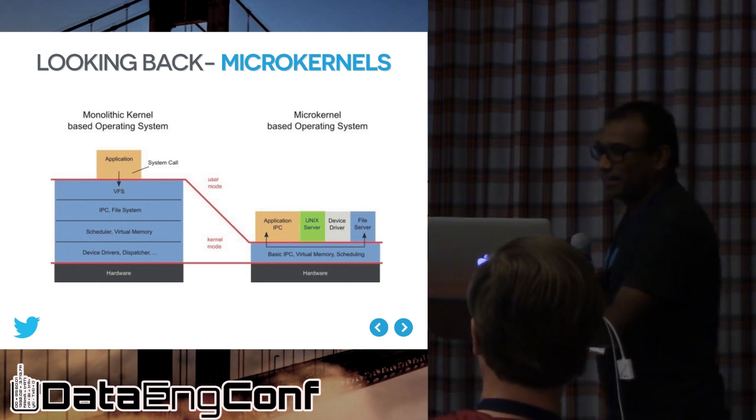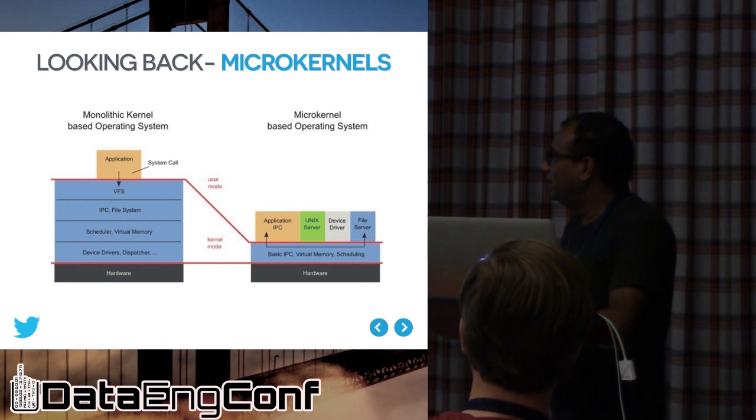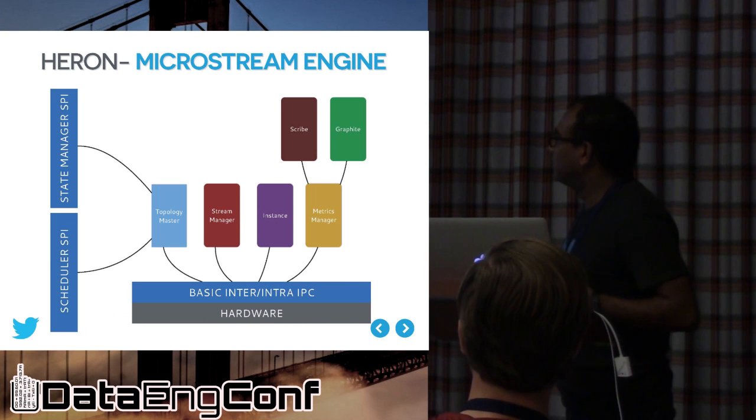Initially the contention was that kernels are so monolithic that it's very difficult to debug and so on. So they said, why do we have to have all of it in the entire kernel as a monolith? Instead, keep the basic things we need, and the rest can be modularized, plug-and-play components that you write on top of the basic components. That's how the idea of microkernels was born. So we borrowed the same idea with Heron, and we call this a micro-stream engine.